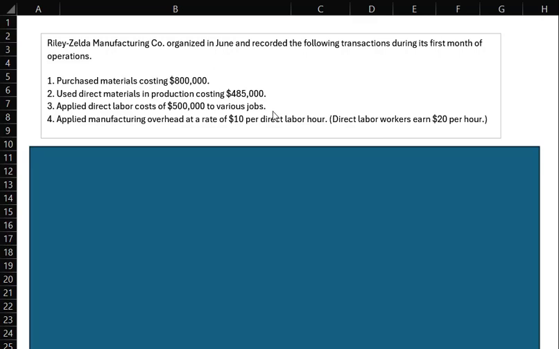Now, because they say jobs, we know this is a job order costing environment. And then they applied manufacturing overhead at a rate of $10 per direct labor hour. And they tell us the direct labor workers earn $20 an hour. All right, so let's go through these entries.